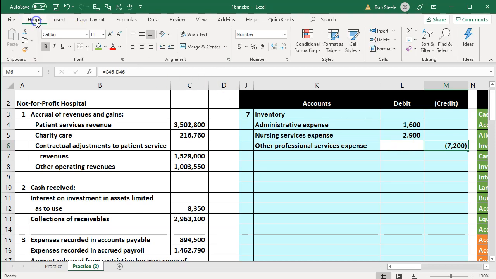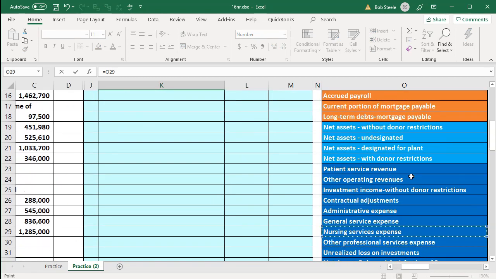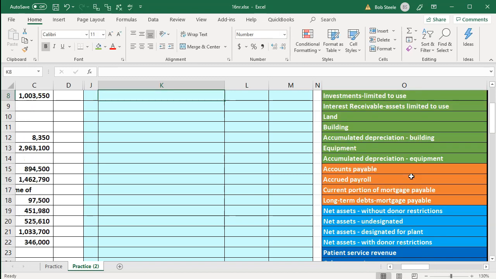So I'm going to go to the Home tab. I'm going to be in the clipboard and select the paintbrush. Then I'm going to select that cell that is white to paint it to the correct color. Then we're going to pick up the general service expense. This equals, scrolling back down, the general service expense, and enter.